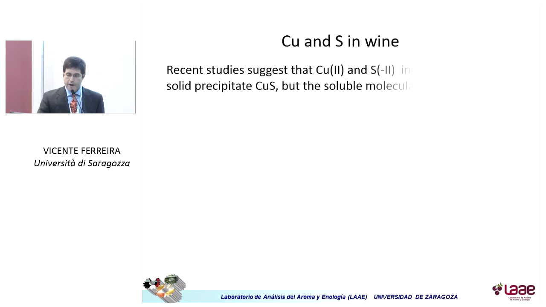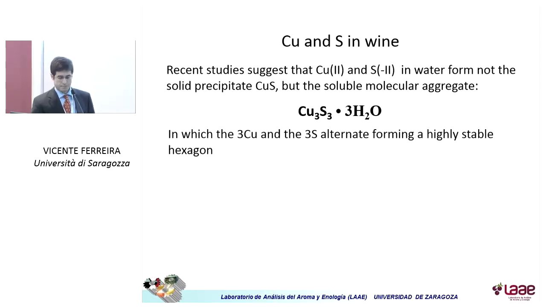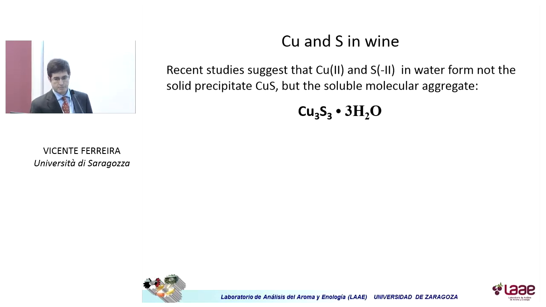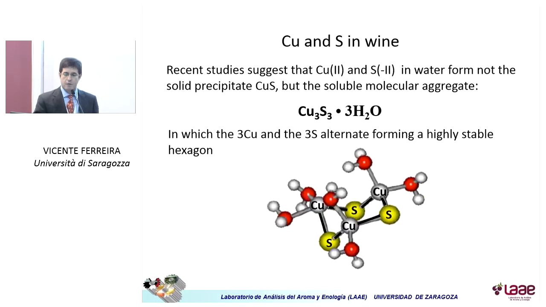So, today we know that copper and sulfide in water form not a solid precipitate, but a soluble molecular aggregate that contains 3 sulfides and 3 coppers and 3 water molecules. Quindi oggi possiamo dire che nel vino il rame e il solfuro in soluzione non formano un precipitato solido di solfuro di rame, ma un aggregato molecolare dove sono presenti 3 atomi di rame, 3 di zolfo e 3 molecole di acqua. In which the 3 copper and the 3 sulfur atoms form a highly stable hexagon.